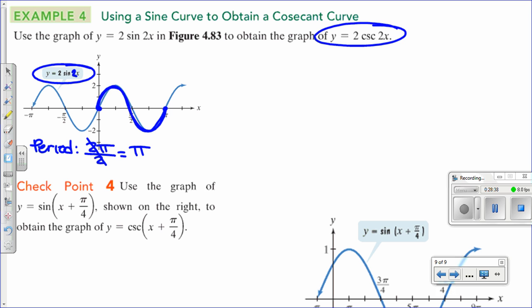Now, the amplitude also changed a little bit here because of this constant that is multiplying all the y values by 2, which is causing a vertical stretch. So the amplitude is 2, the minimum will be at negative 2, the maximum will be at 2.